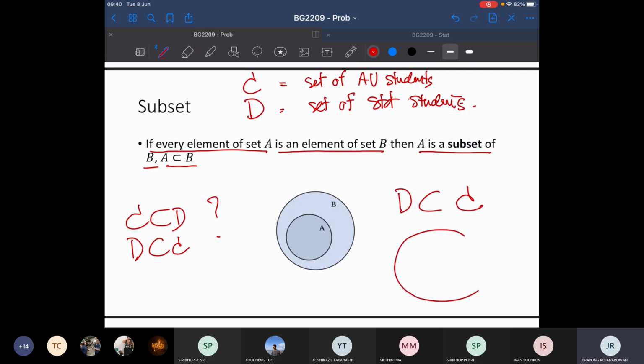If you write it down, it's going to look like this. So this is the set of AU students, C. A set of AU students, and we are D here, right? You can see that D is a subset of AU students. What about outside here? What is it? It is AU students who don't take our stat class, right?